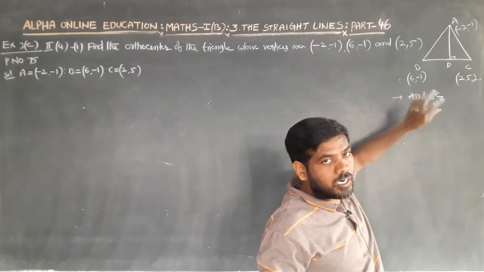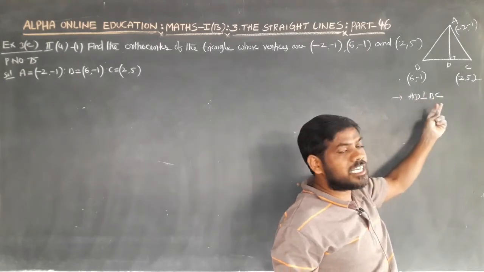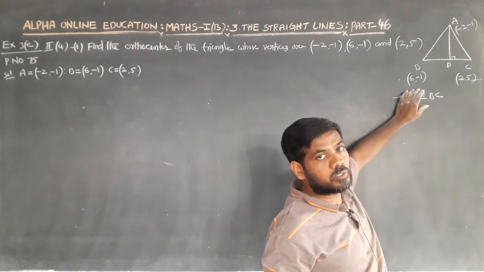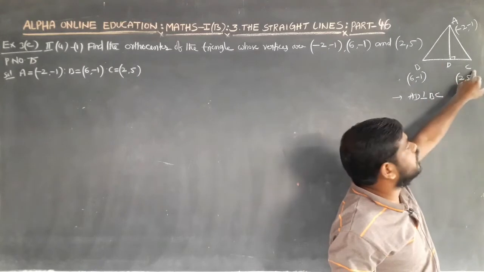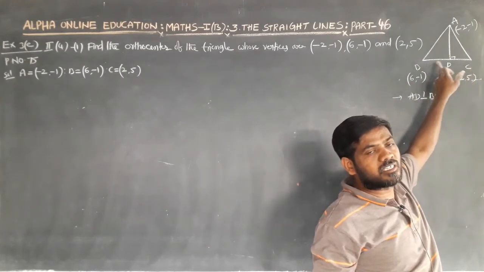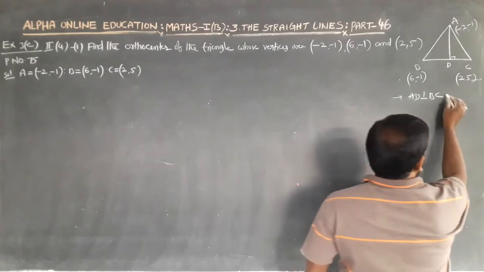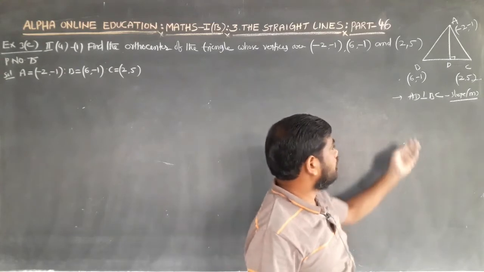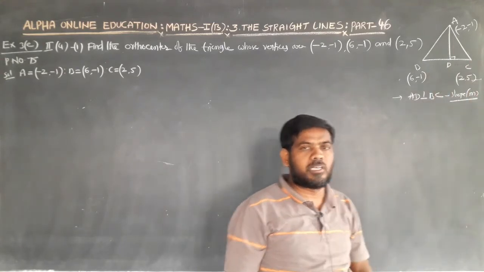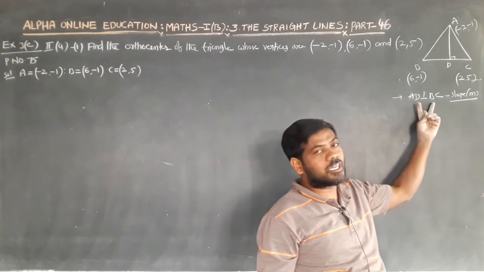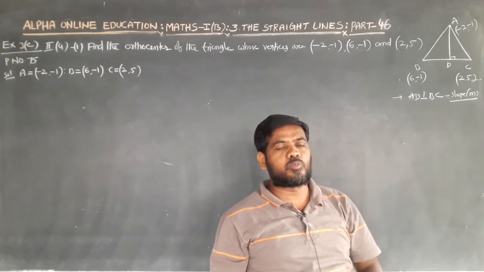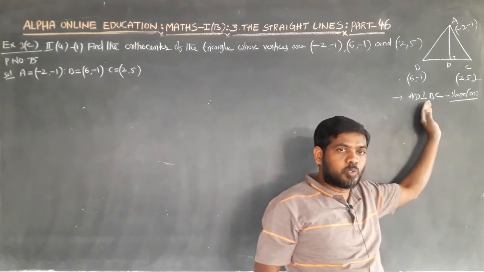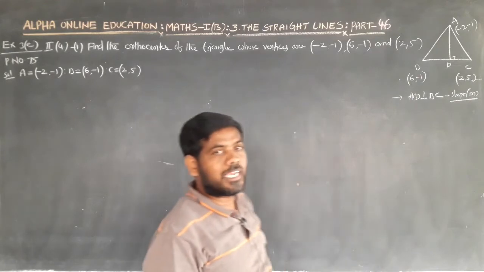Slope of AD. Observe here line AD is perpendicular to BC. Here we cannot directly find the slope of AD, so we find the slope of BC first. BC means the line joining the 2 points. Let the slope of the line BC be M. The slope of the line AD is minus 1 by M. Since two lines are perpendicular, the product of their slopes is equal to minus 1.